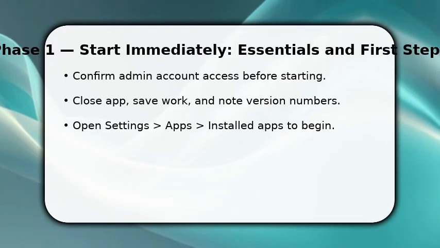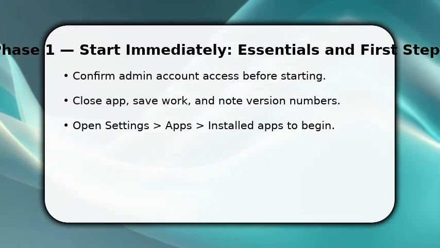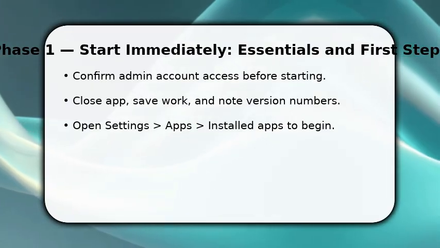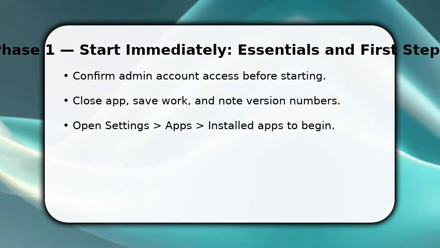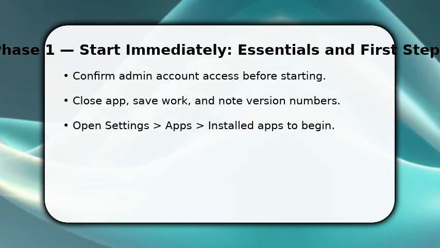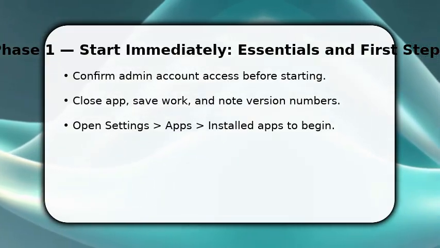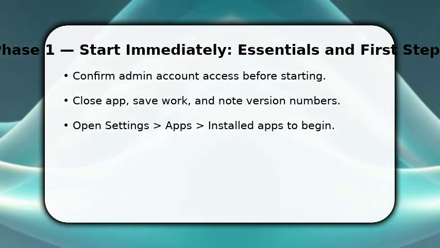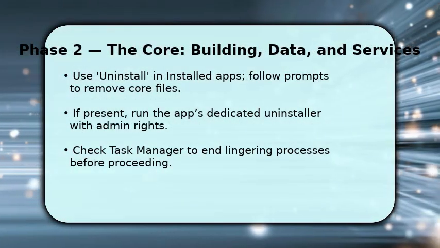Now open Settings, go to Apps, then Installed Apps. This interface shows what Windows manages. You will use the built-in uninstall flow first, because it's safest and preserves settings you might need later. You choose the program in Installed Apps and click Uninstall. Follow the app's prompts and provide admin consent when asked.